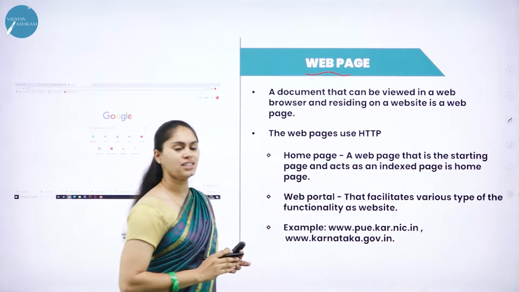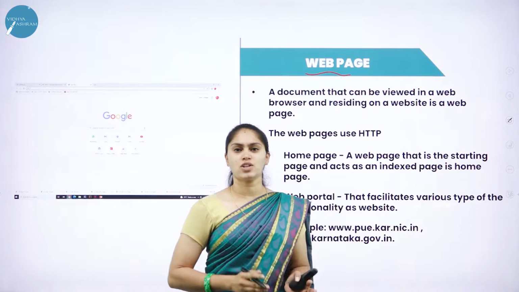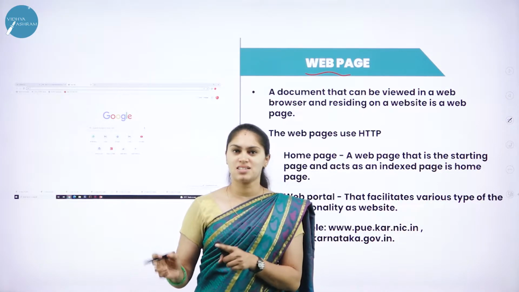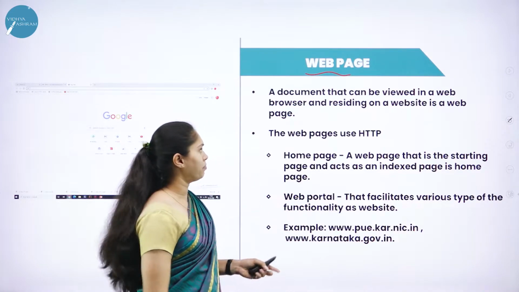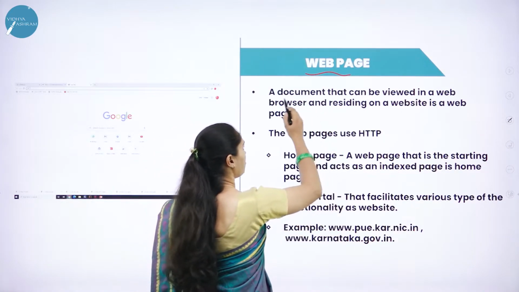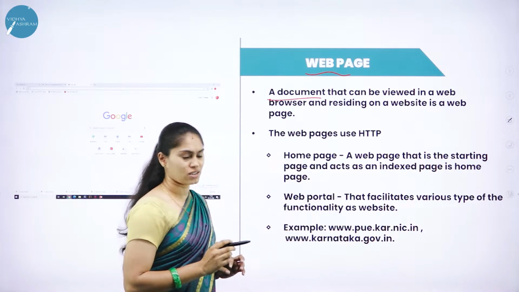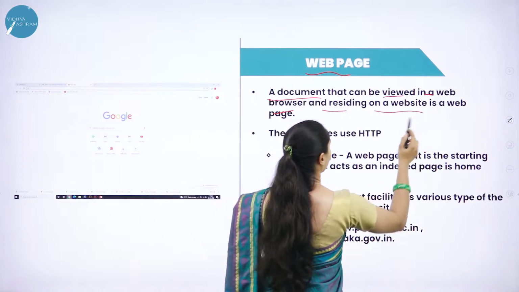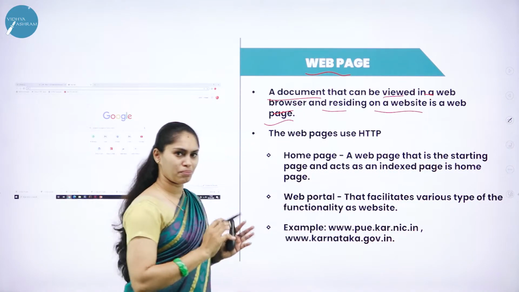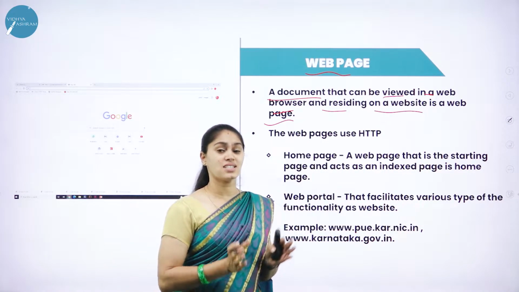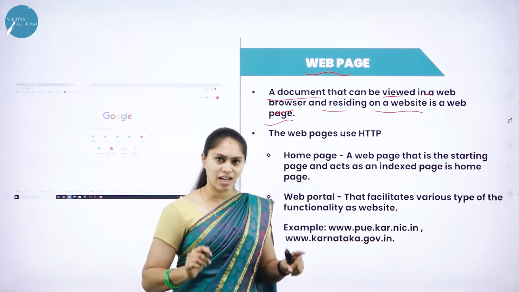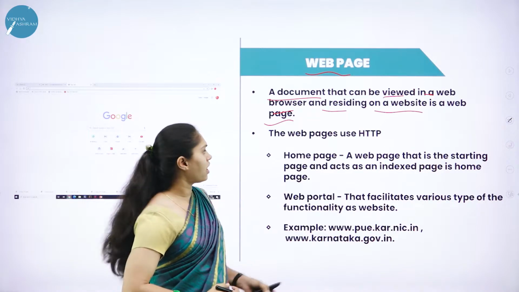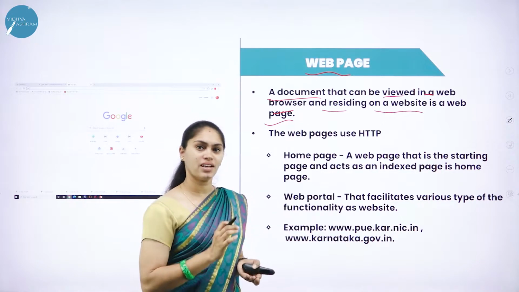Already I told you that a web portal is nothing but a collection of websites. Then what is a website? That is a collection of web pages. Now we'll see what web pages are all about. A web page is a document which can be viewed in a web browser and resides on a website. So a collection of web pages is a website. A web page is a particular document that is displayed on a web browser and resides on the website.